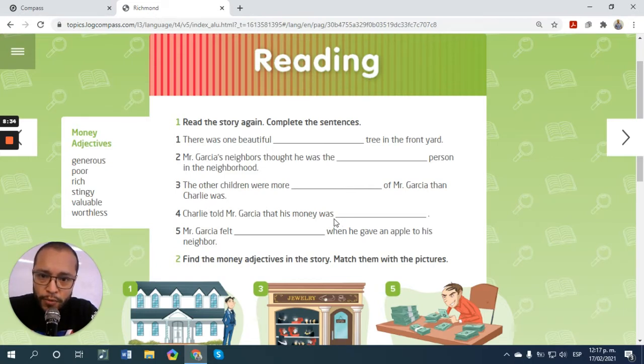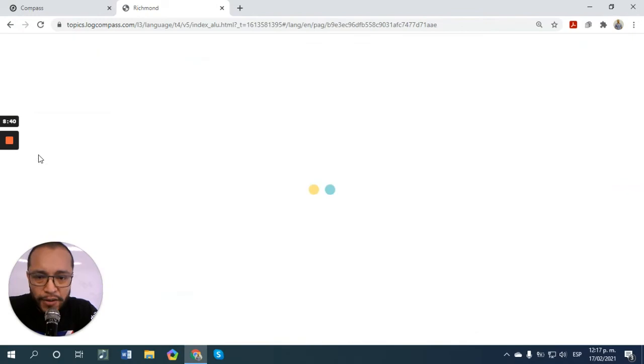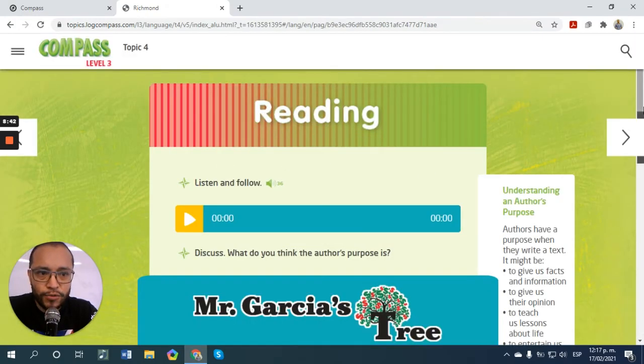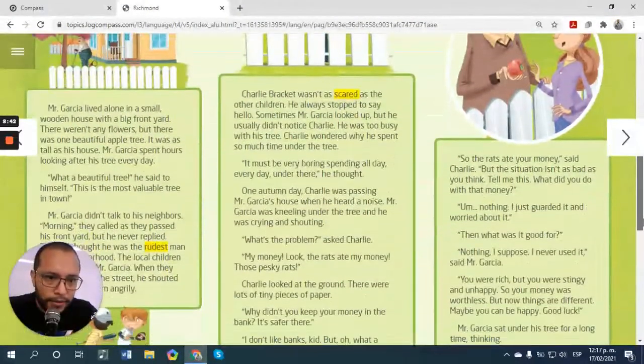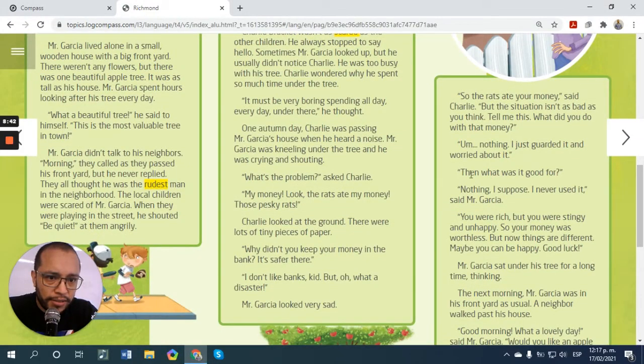Then, number 4, Charlie told Mr. Garcia that his money was, well, I remember that clearly, worthless. Worthless means without value, sin valor, inútil. Yes? I think we have it here right on this part. Worthless, that's right. This is the word. When we say something is worthless, we say it doesn't cost anything, well, in the bad sense. Es inútil, no tiene valor.